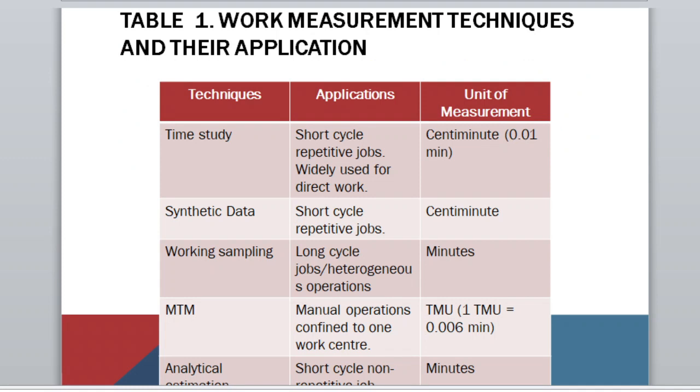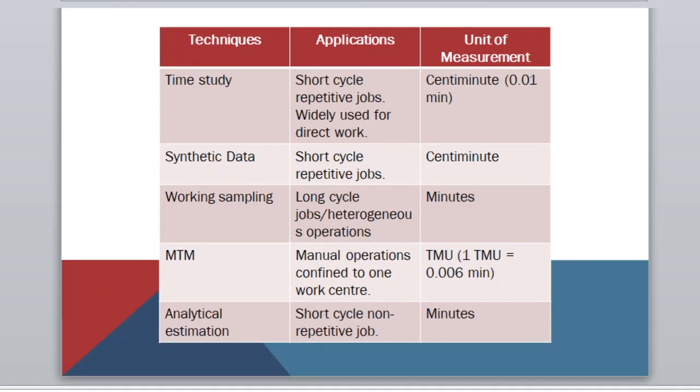It was mentioned earlier, but again we will put it in a table so it is easier to understand. So, time study, again, is for short cycle repetitive jobs, and widely used for direct work. The unit of measurement is centiminute, or shall we say 0.01 minute. Synthetic data is also in centiminutes, the same with time study, for short cycle repetitive jobs. Work sampling is for long cycle jobs, heterogeneous operations, and the unit of measurement is minutes.